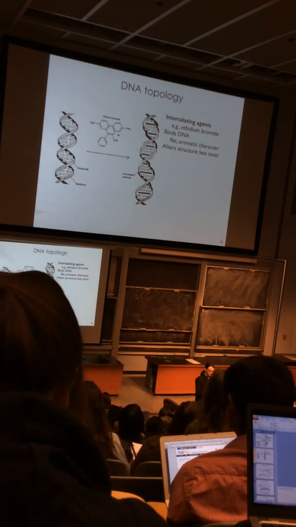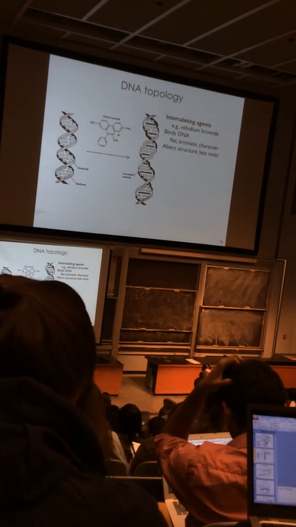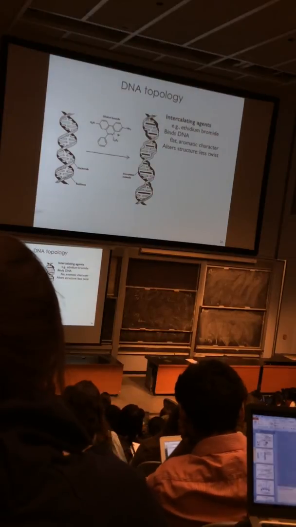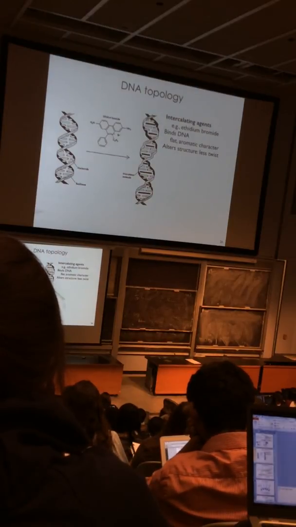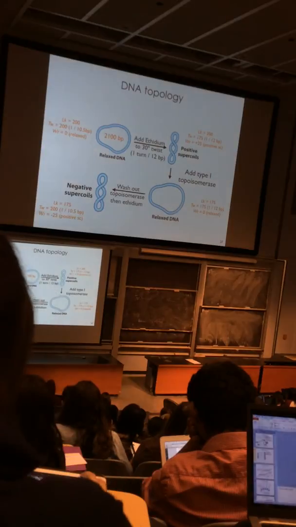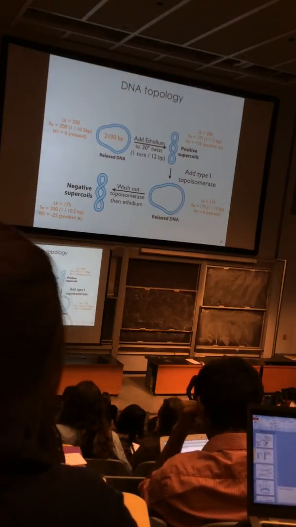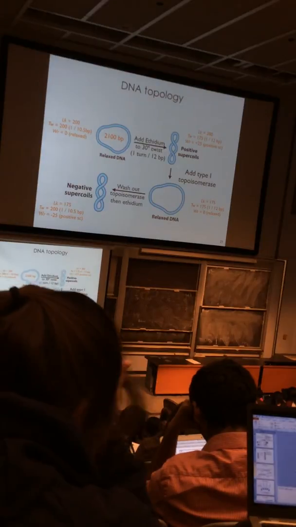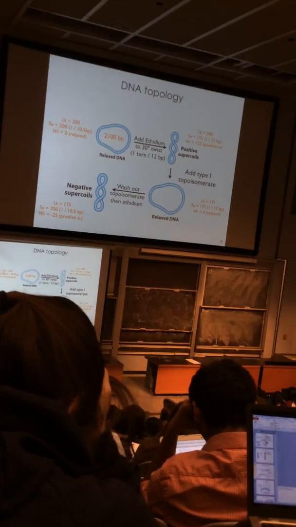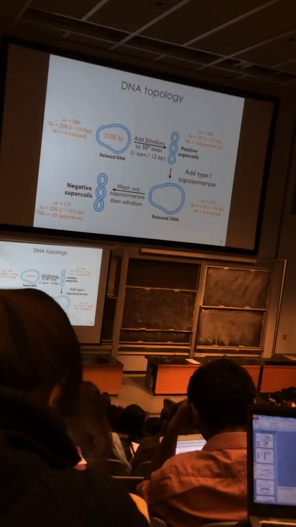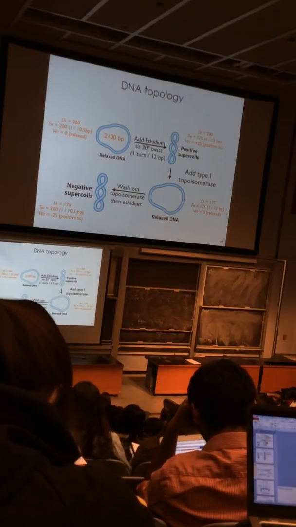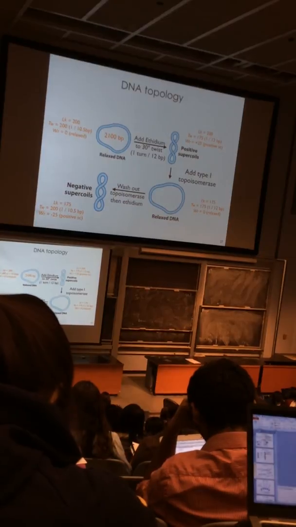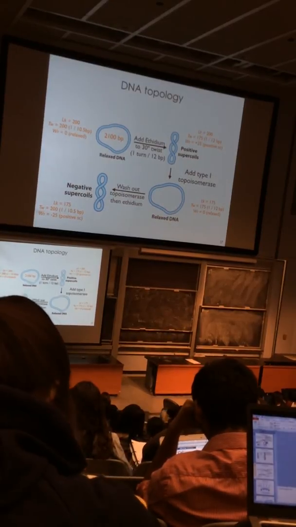And in fact, you could use this to look at, for instance, the action of topoisomerases. Say you had relaxed DNA, here is the same example we've been using, a 2100 base pair piece of DNA with a twist of 200 and no writhe. It's relaxed. If it's a closed circle and you add ethidium to it, what you'll actually see is that it starts to positively supercoil. The DNA wants to have less twist in its relaxed conformation, so it's no longer B-form DNA.